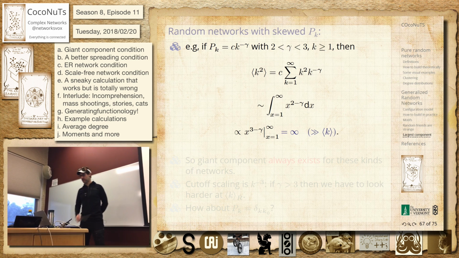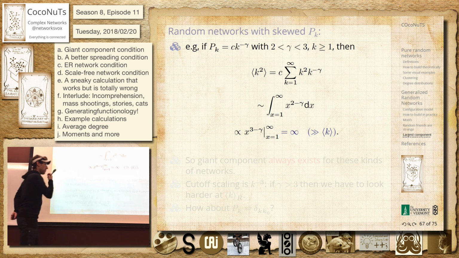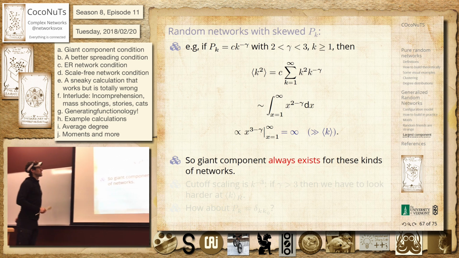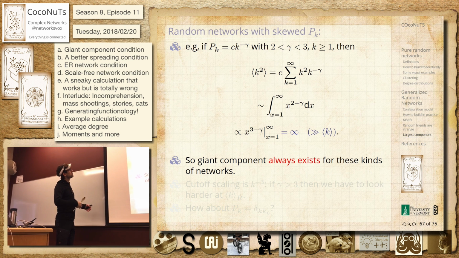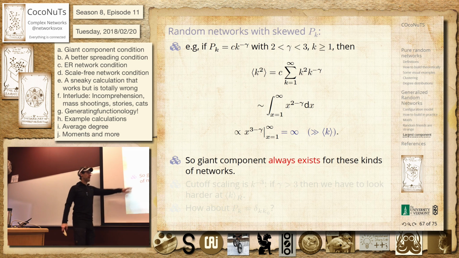Exactly what we were saying. So that's a lot larger than the average degree. And as a result, there's a giant component. It always exists for these kinds of networks, right? For those gamma between 2 and 3, boom, we've always got one. And so this became a massive result.